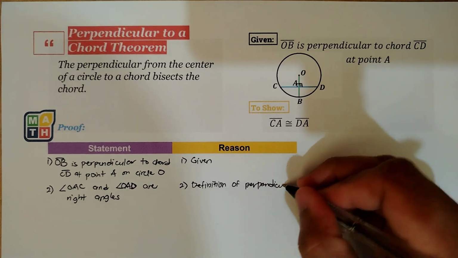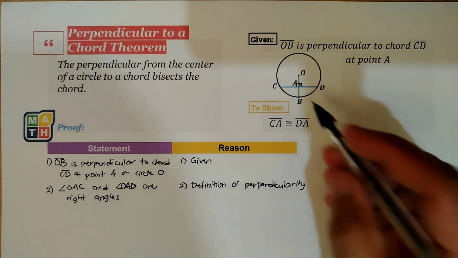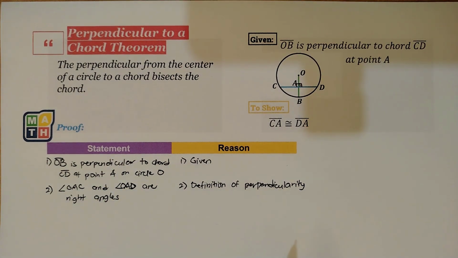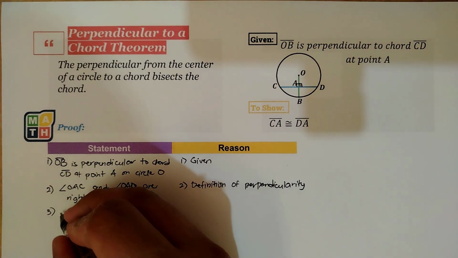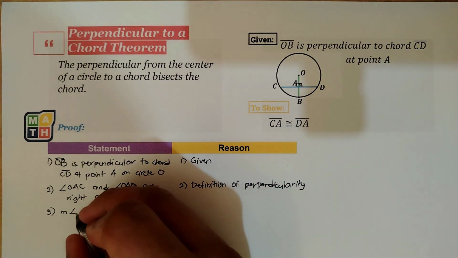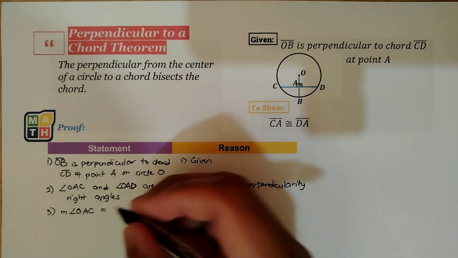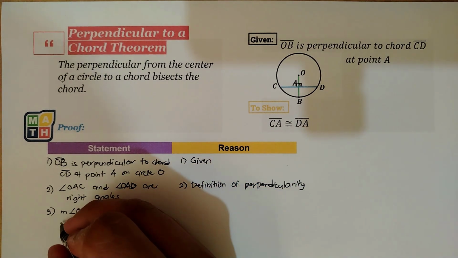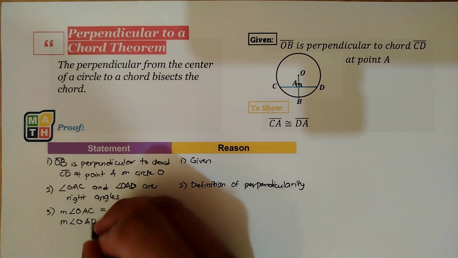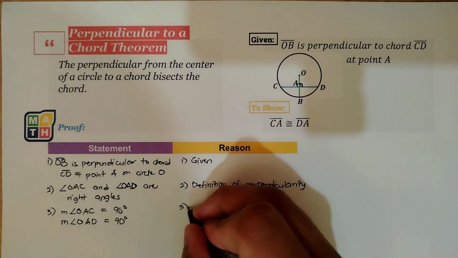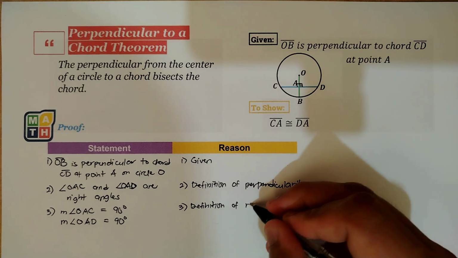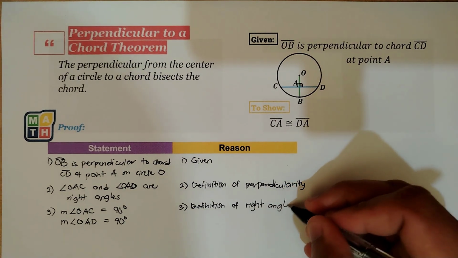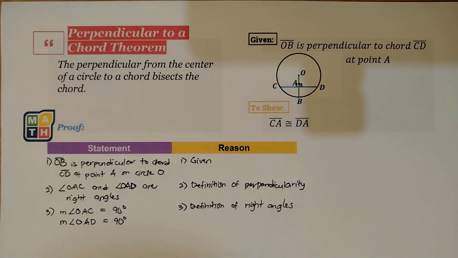Take note of our end goal. Our end goal is to reach this identity. So we're just structuring all of our necessary ideas here. Which means that if they are right angles, the measurement of angle OAC is equal to 90 degrees. This is also true with the measurement of angle OAD. This is the definition of right angles.